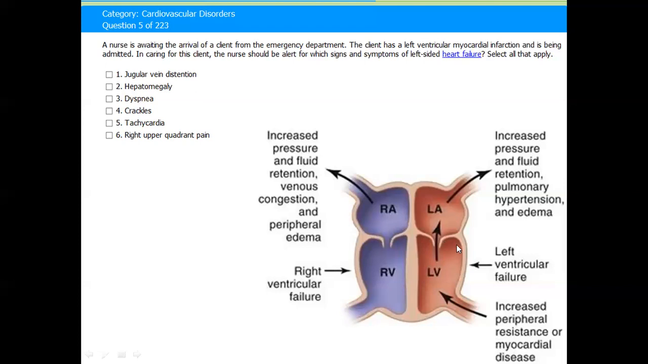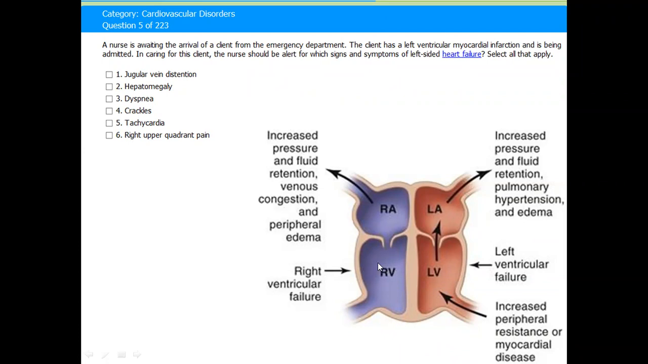But what if there is failure? If right side heart failure occurs, what happens? If left side heart failure occurs, what happens? These arrows or this picture talk about heart failure. It is not normal heart circulation. When right side heart failure occurs, pressure increases and fluid retention, venous congestion, or peripheral edema develops on the right side. An example is right ventricular heart failure.